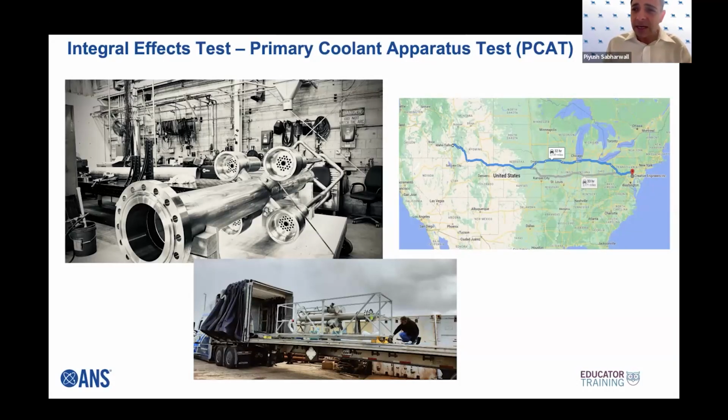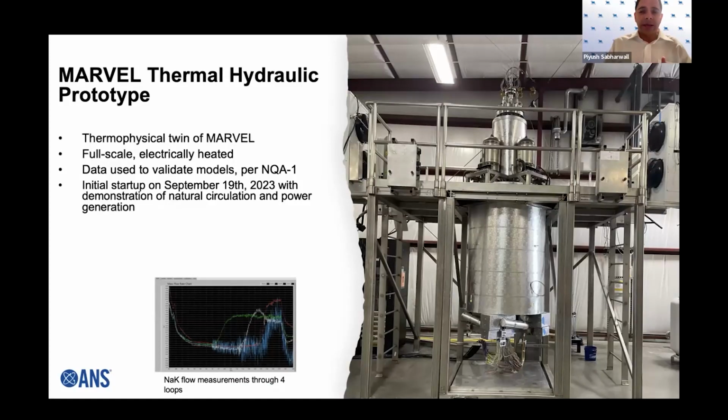There's a facility, Creative Engineers in Pennsylvania, which specializes in alkali metals. So we fabricated and developed this PCAT at INL, and then shipped it all the way from Idaho to Pennsylvania. That's where it is currently being tested. So again, this is a thermophysical twin of Marvel. If you want to understand things in this prototypical setup and learn from it, we can improve things if needed, and help us validate the models that we've built. We still need to validate those models to have confidence.